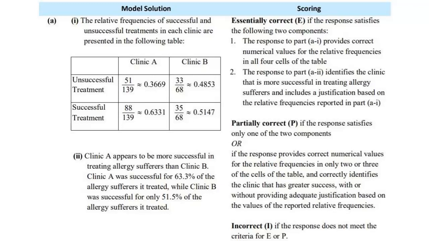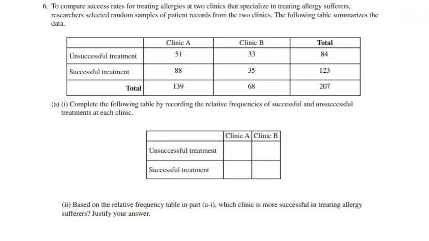How would it be like Clinic A had all the successes out of all the successful rates? So they asked us to calculate the relative frequency. If you go back and read the question, we want the relative frequencies of successful and unsuccessful treatments at each clinic. So this part right here tells me I'm going to look at Clinic A, and I want the frequency of successful and unsuccessful at Clinic A. And then I'm going to do the same thing at Clinic B.